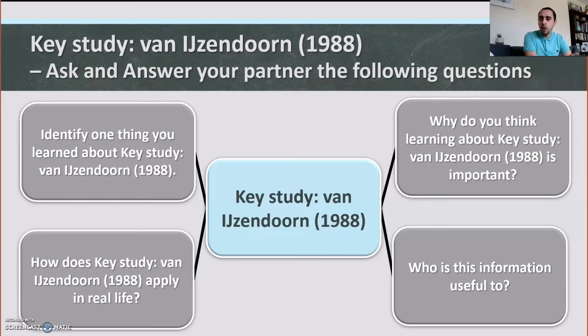Can you identify one thing you've learned about Van Ijzendoorn's research? Why do you think learning about this is important? Does this apply in real life? Who is this information useful to? Do you have any more questions?